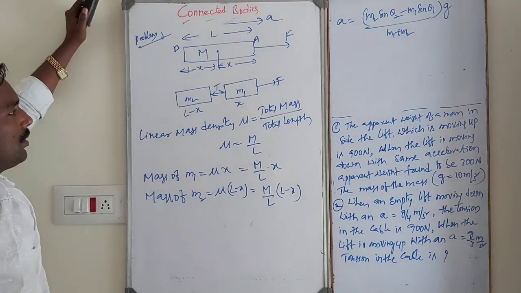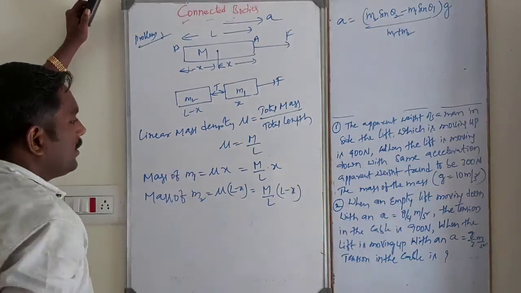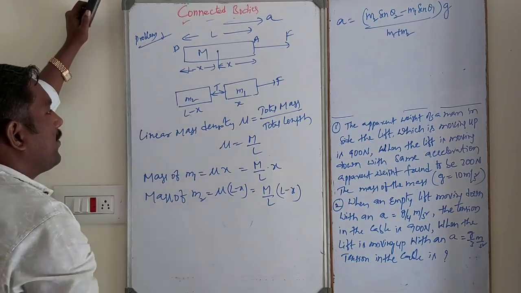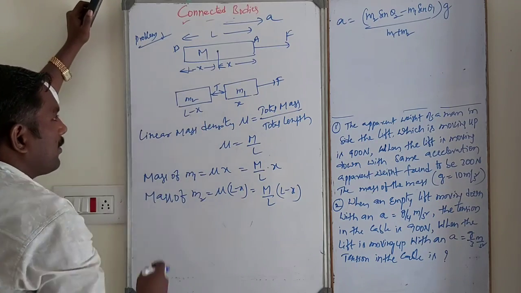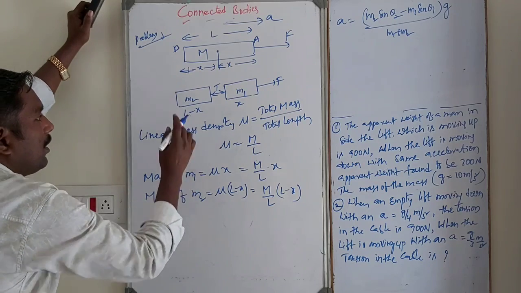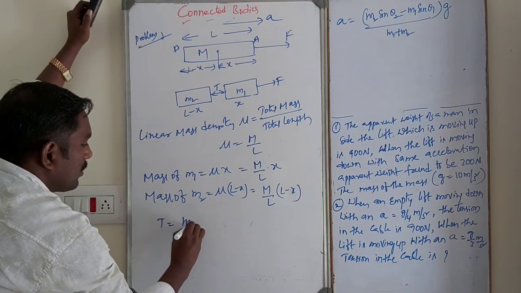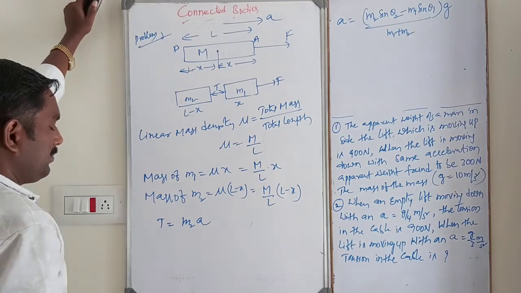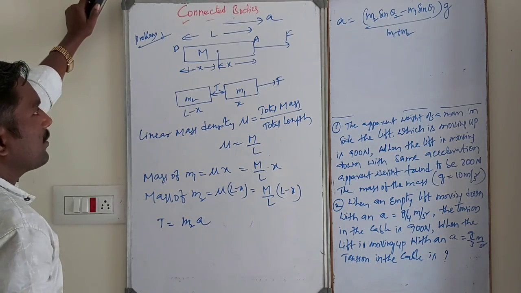So in this case I will take the tension. So tension: free body diagram for m2, like this. So T is equal to what? m2 into A. Here A will be the acceleration of the system.